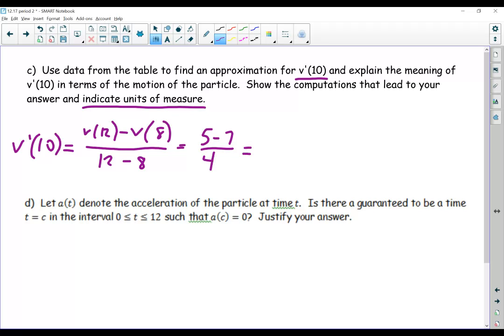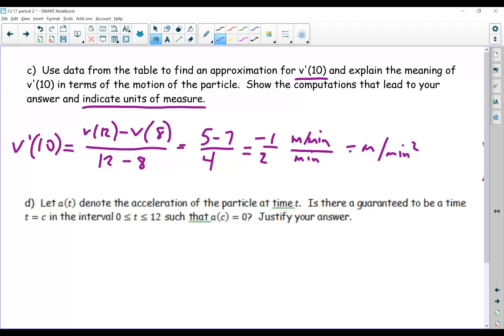And then my answer would be negative 2/4 or negative 1/2. And now I need to think about my units. So let's think about what we did here. The velocity was measured in meters per minute. The time was measured in minutes. So that's actually going to give me meters per minute squared. So always look at your fraction and put the units of the top on top and the units of the bottom on bottom to get your units of your rate.